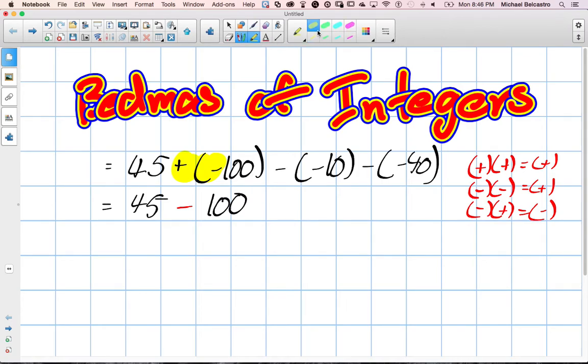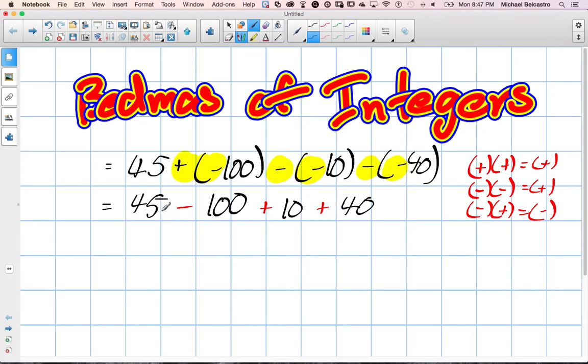Same idea on the next one. I have a negative and a negative. What can I simplify that to become? Positive. So plus 10. And I have a negative and a negative again. What does that become? Positive 40. So now what I have is a much cleaner looking question.